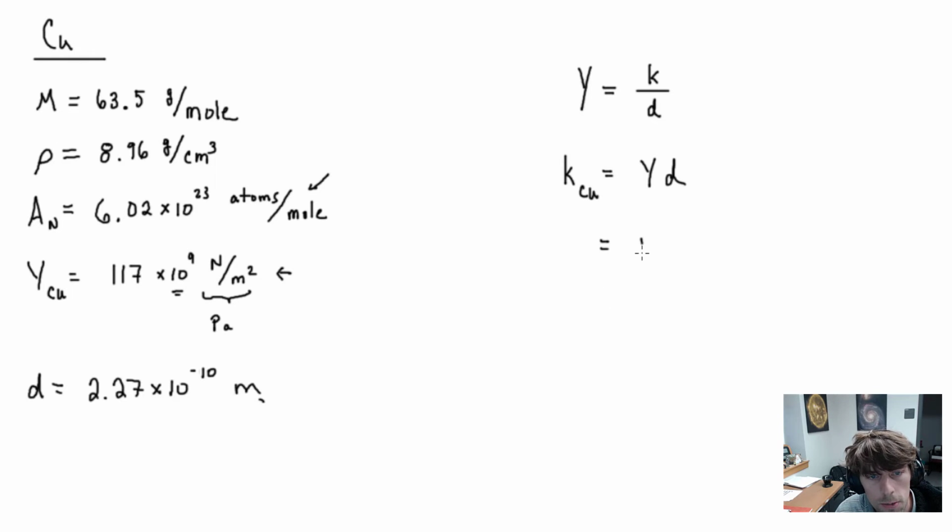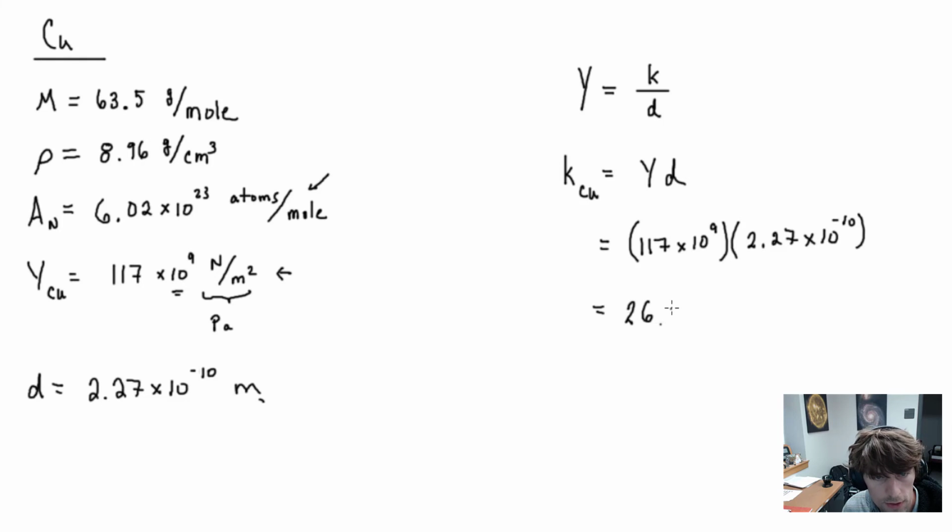Well, we have a value for Young's modulus, 117 times 10 to the 9th, which seems like a wicked big number. But then we realize that the atomic spacing is pretty stinking small, 2.27 times 10 to the negative 10th. So let's go ahead and run those numbers. If I run those, 117 times 10 to the 9th, enter. I got something like 26.6 newtons per meter.